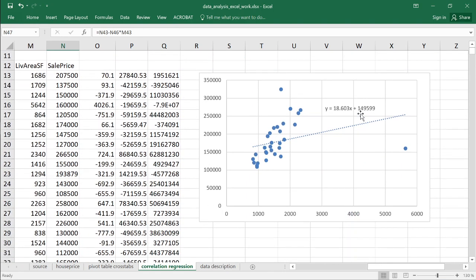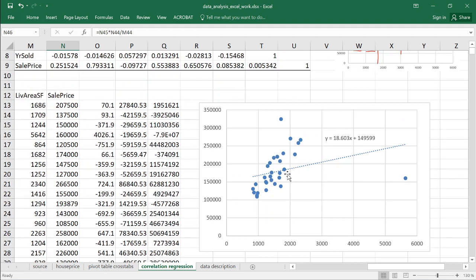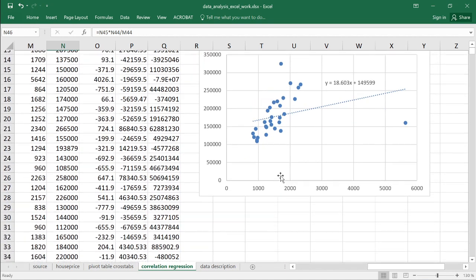So this 150 is chosen in a way to make sure that the two means, the mean of the sales price and the mean of the living area, intersect exactly at the same point where the regression line goes through. So the regression line goes through the point where the two means of the two variables intersect. So that was a way of obtaining a simple regression based on a chart.